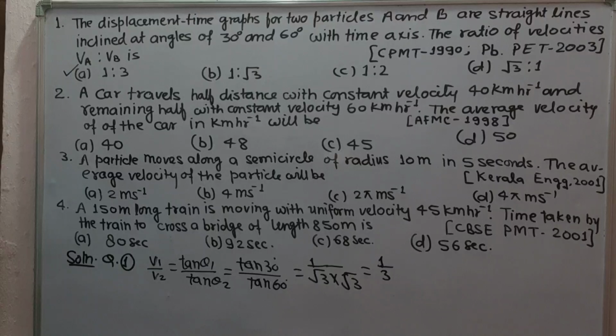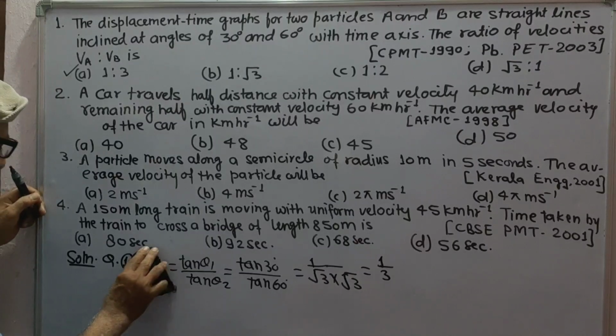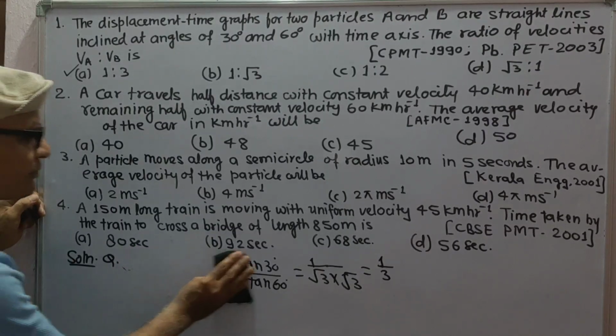Next question number 2. The question is: a car travels half distance with constant velocity 40 km per hour and the remaining half with constant velocity 60 km per hour. The average velocity of the car in km per hour will be. Now solution to question 2.